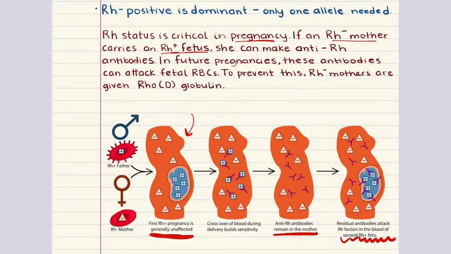The mother's anti-Rh antibodies can cross the placenta and attack the red blood cells of the fetus, and that can lead to some complications. So to prevent this, Rh negative mothers are usually given an injection of RhoD immune globulins, which can block the immune response and protect future pregnancies.